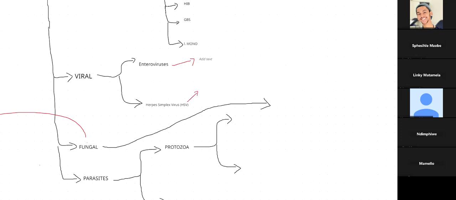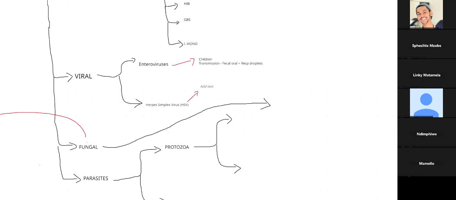And with the herpes simplex virus, again, it's more common in adults, and especially it's the HSV2. HSV2 is common in adults, and transmission is through direct contact with infected bodily fluids.